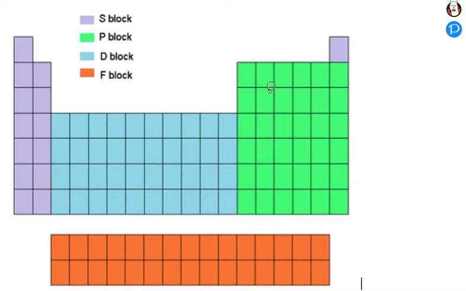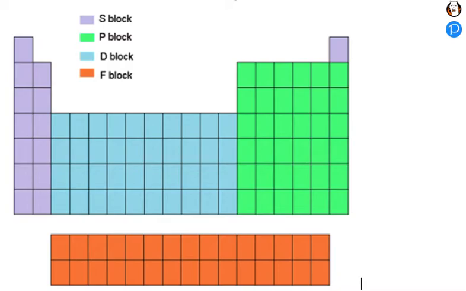So if I'm an element over here, for example, in any of these green ones, the electrons that I have are filling in the p orbitals. If I'm any of these elements here in this purple, then the electrons are filling in the s orbitals. If I'm down here, any of these elements down here, then I'm filling in the f orbitals. Okay, and now think about this, right?